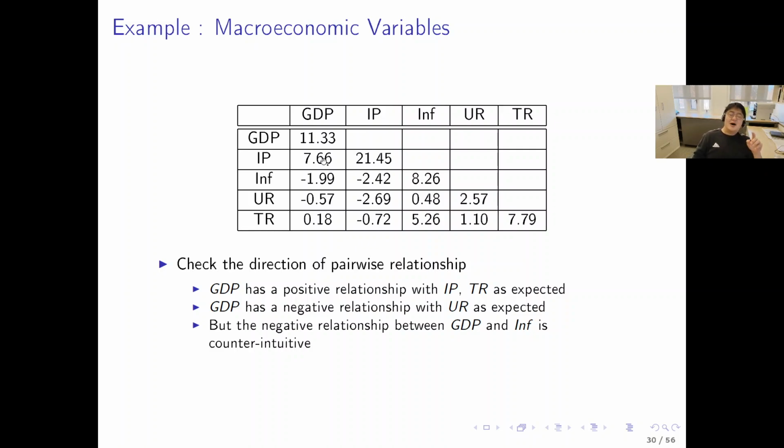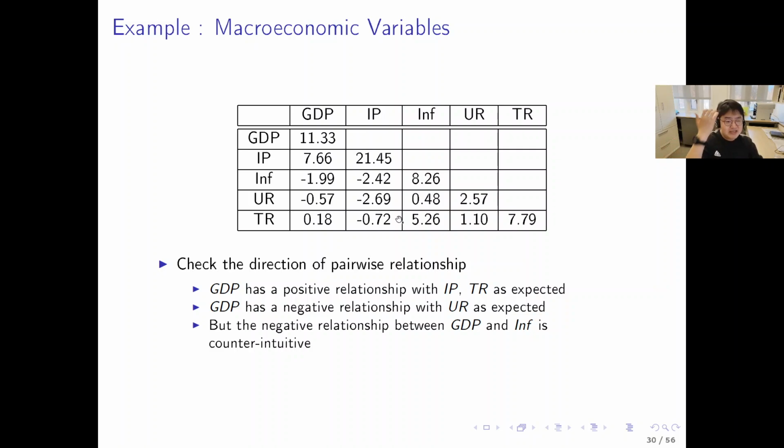This is a puzzle in macroeconomics. Decades ago, many macroeconomists tried to explain why the GDP growth rate is negatively correlated with inflation rates. I will explain that in a minute, right? So anyhow, this is how we use the covariance matrix.